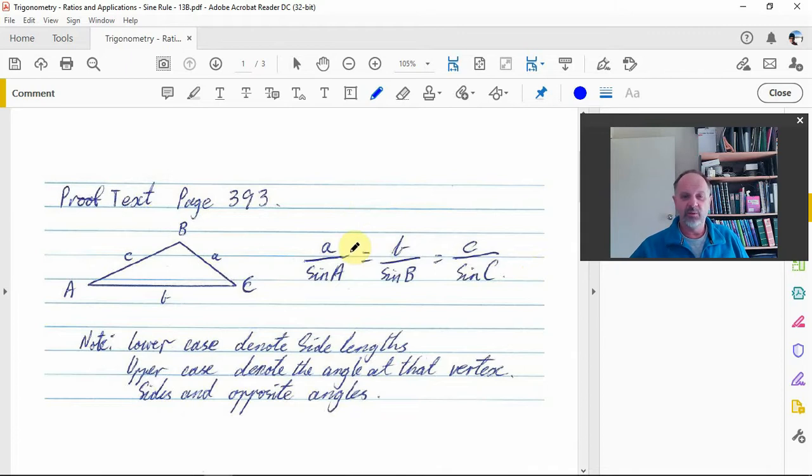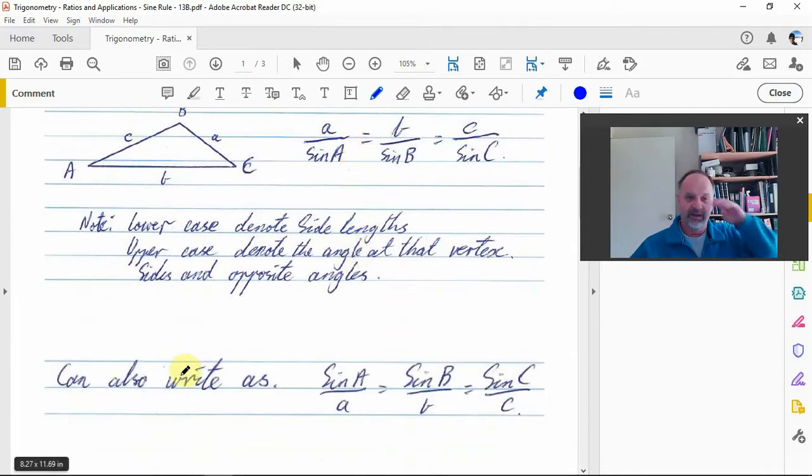Now, what we can do is flip everything over, and you could also write it as sine A on a equals sine B on b equals sine C on c. So you could flip all of those and get it written in this form. Personally, when I'm finding a length of a side, I use the first version, and if I was trying to find an angle, I would use this version. It just saves a bit of manipulation. You can certainly just use this for everything.